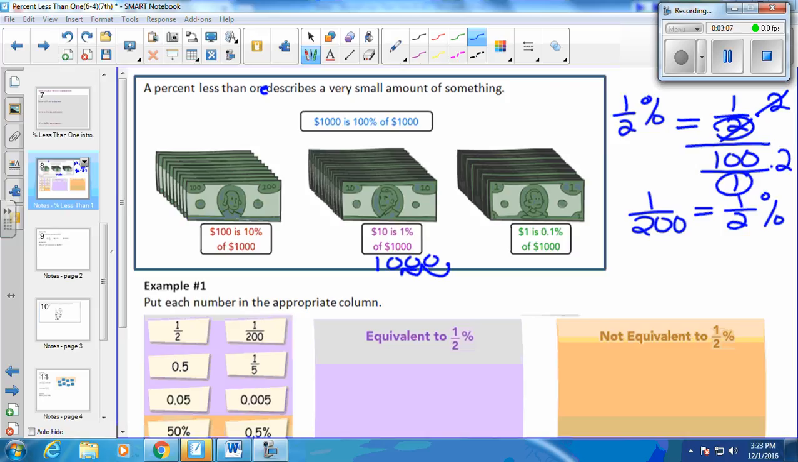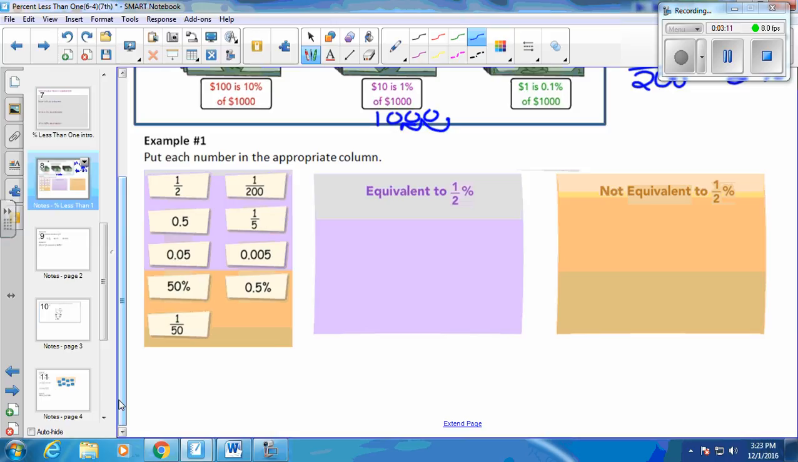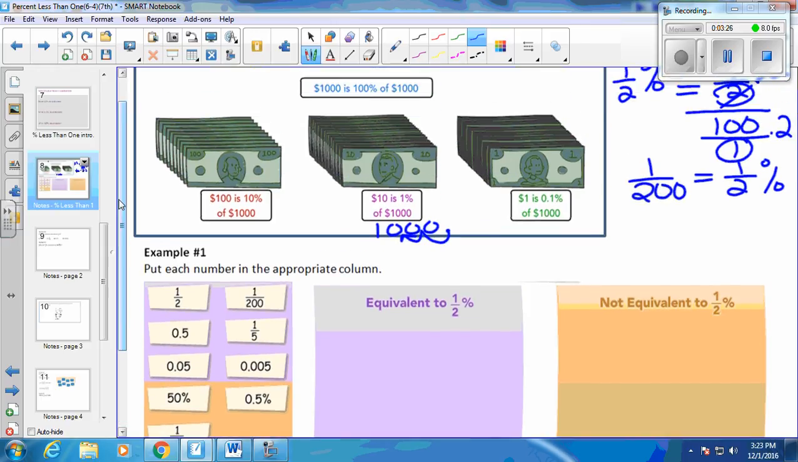So for example number 1, they want us to put these numbers in the appropriate column. Either these fractions, decimals, and percents are equivalent to 0.5% or they're not equivalent to 0.5%. So before we just start saying 1/2 is equal to 0.5%, we've already figured out up on the top here that 0.5% is equivalent to 1/200th. I've already done that for you.